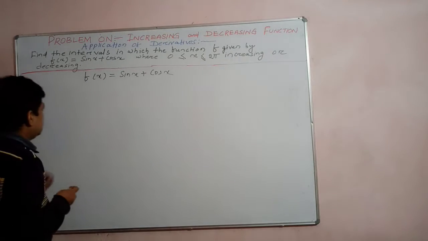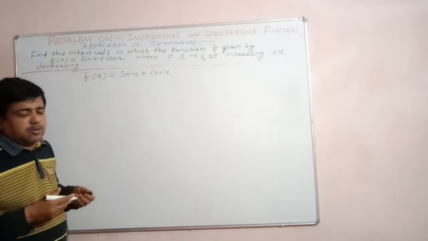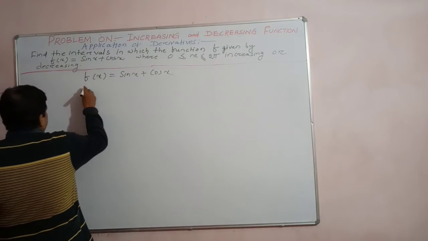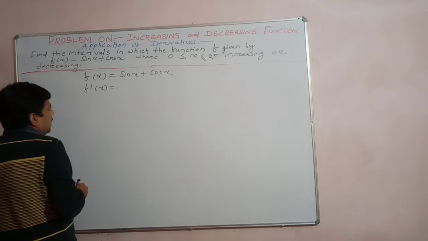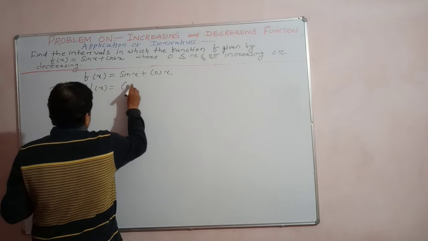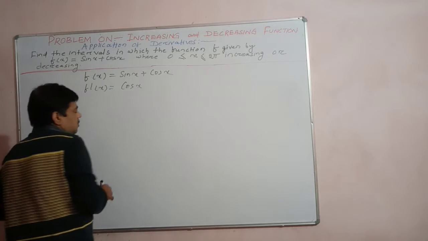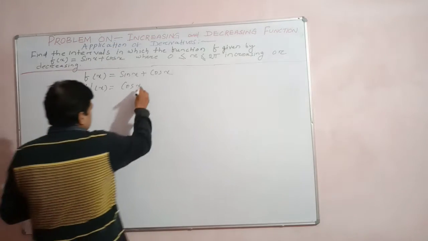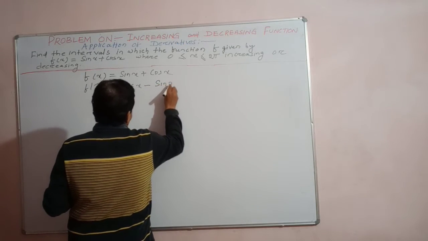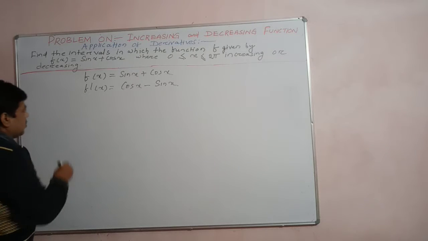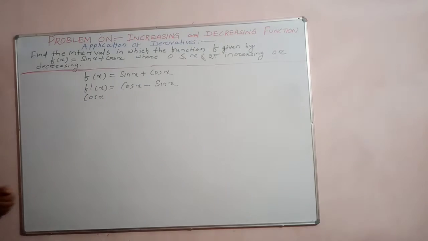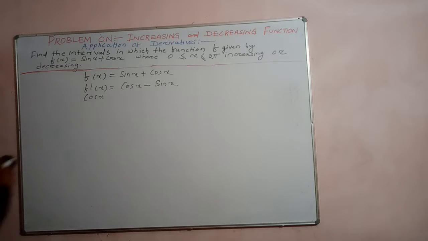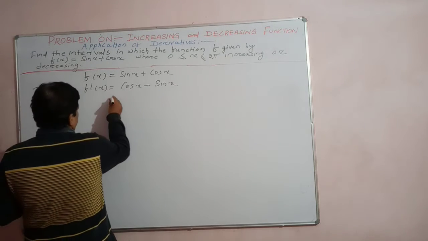So let's see the function f(x) = sin x + cos x. Let us find the first order derivative, f'(x). The derivative of sin x is cos x, and the derivative of cos x is minus sin x. Understand or not? So f'(x) = cos x − sin x. You see, cos x − sin x, you can write it also.